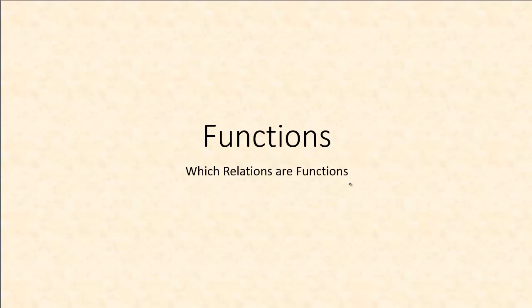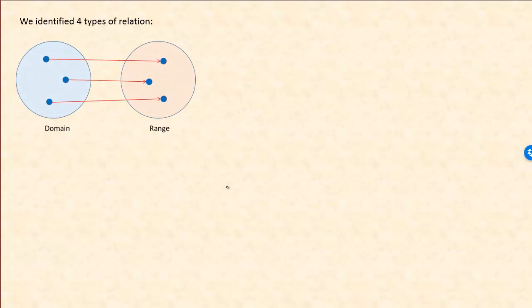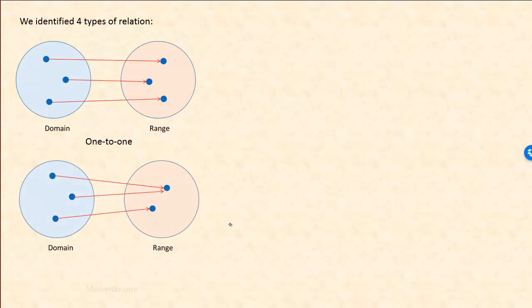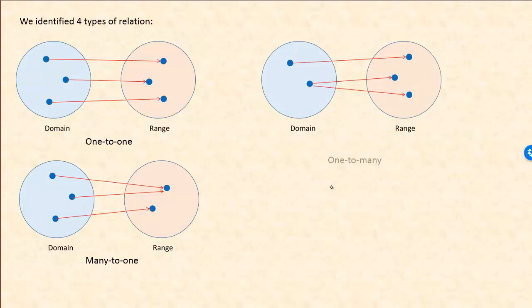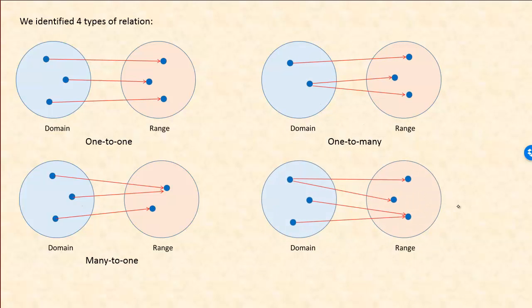So, which relations are functions? We identified four types of relation. We had the one-to-one, we had the many-to-one, we had the one-to-many, and we had the many-to-many. And it's worth just pausing for a second and looking at the diagrams to make sure you're clear which is which.